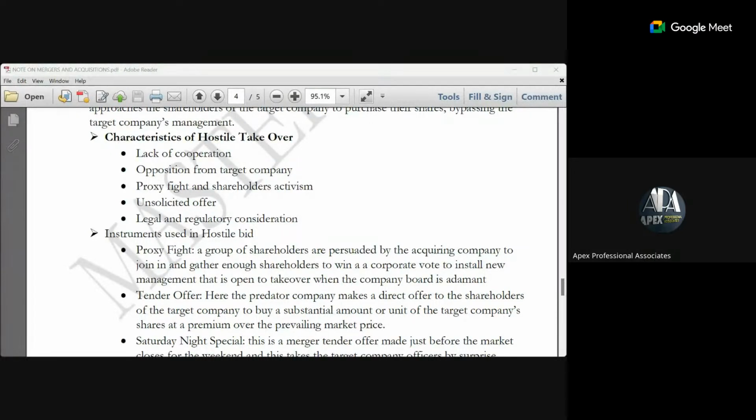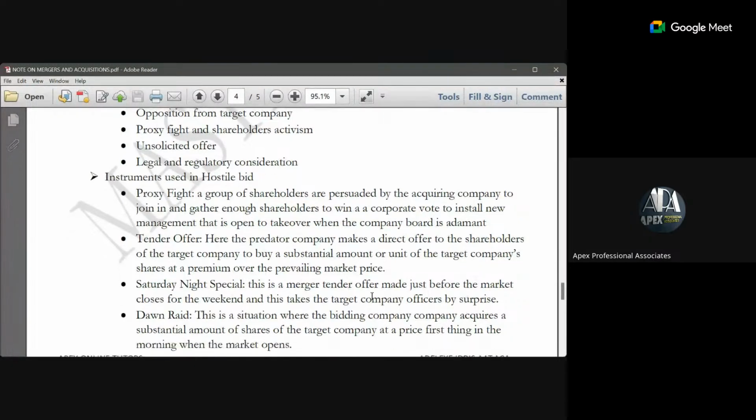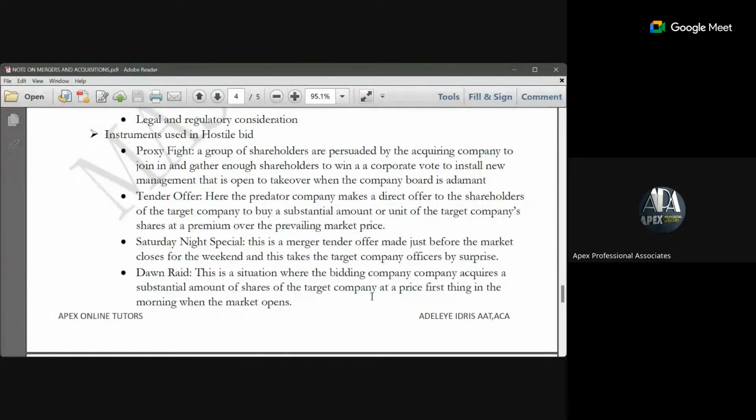Another thing we would be discussing is the instruments used in a hostile bid. We have explained what a friendly bid is. We have explained what a hostile bid is. We have also further explained the characteristics of a hostile bid. Now we want to look at the instruments used in a hostile bid, what are the things that the predator companies adopt to carry out the hostile bid activity.